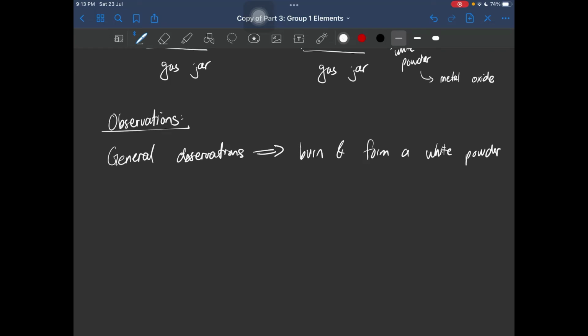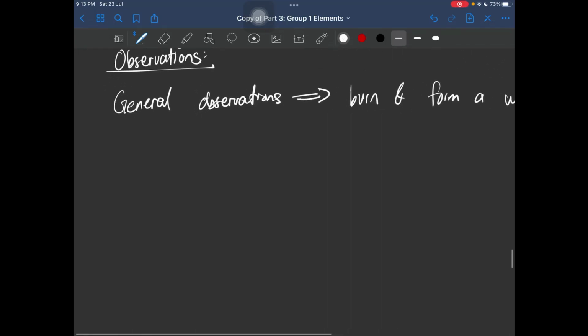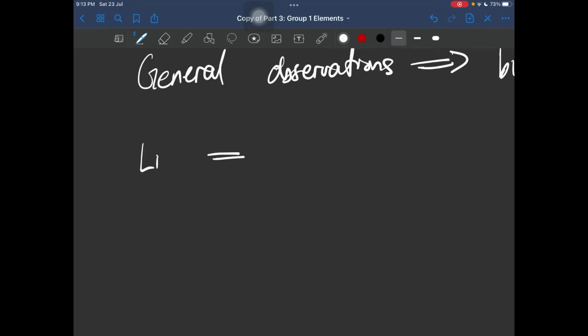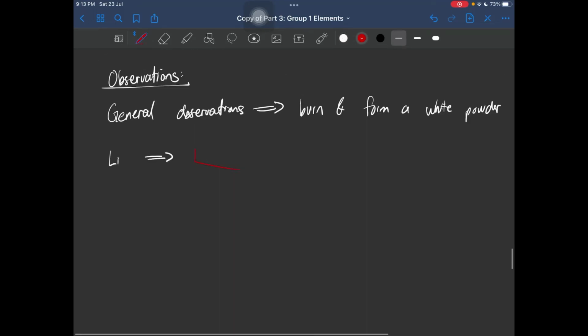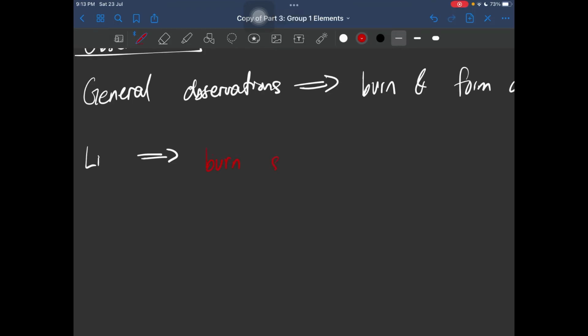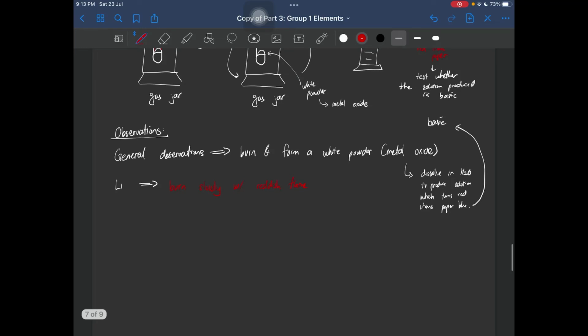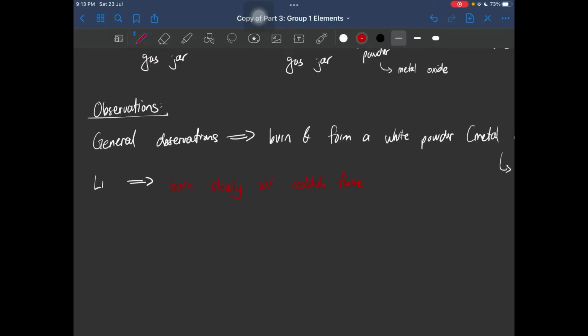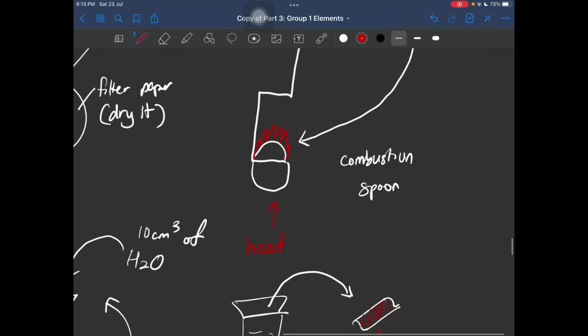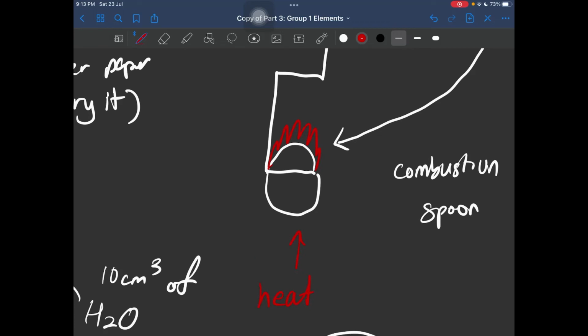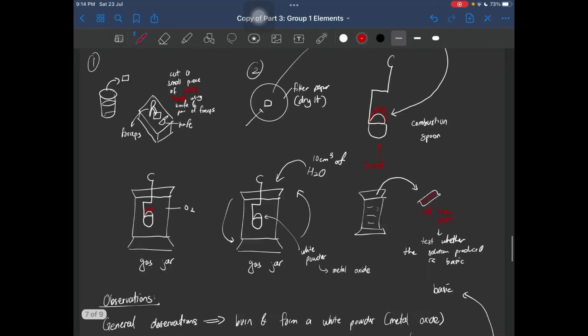Now let's go into detail for each alkali metal, which is lithium, sodium, and potassium. For lithium, you would notice that it will burn slowly with a reddish flame. It burns slowly because it is the least reactive, and as we know, when we look at a fire, the more reddish or dark the color, the more impurities it has, and this is because lithium is less reactive. So lithium burns slowly with a reddish flame.